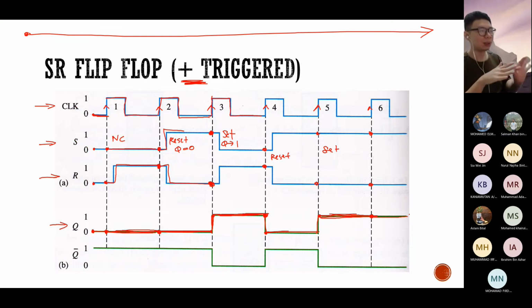So have you noted the difference between a flip-flop and an SR latch? Okay, so an SR latch functions when you have an enable high, and a flip-flop functions when you have a trigger. In this case, it's a positive trigger. So that is how it is different.